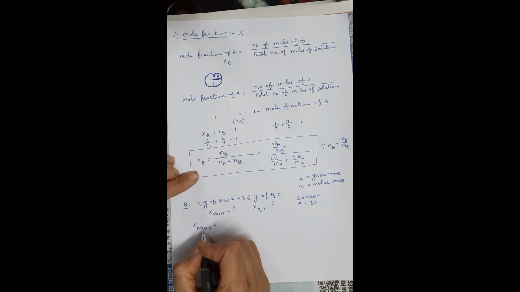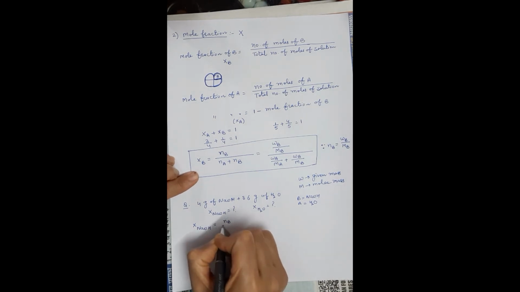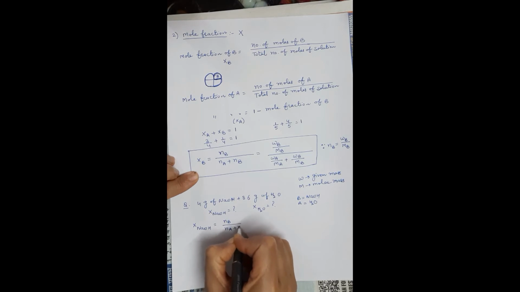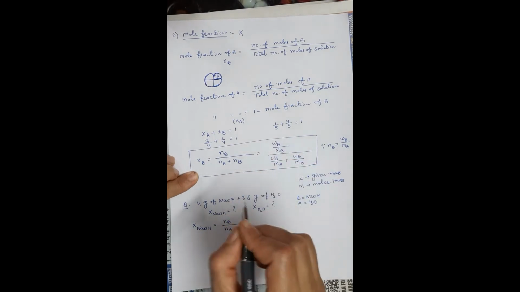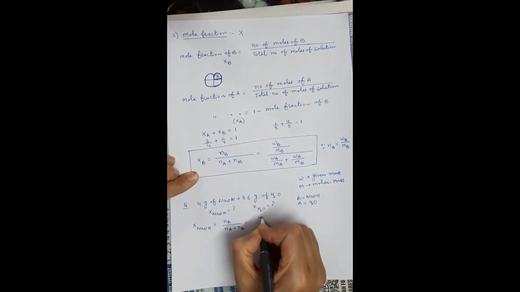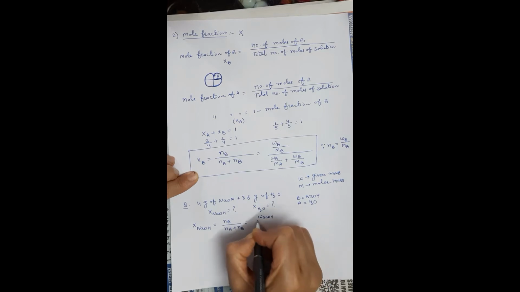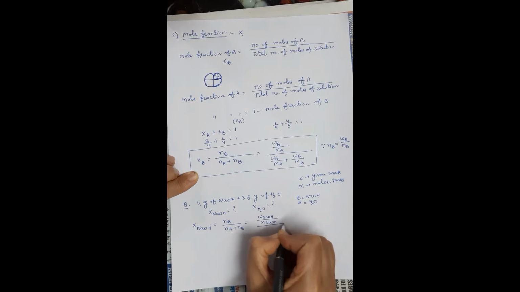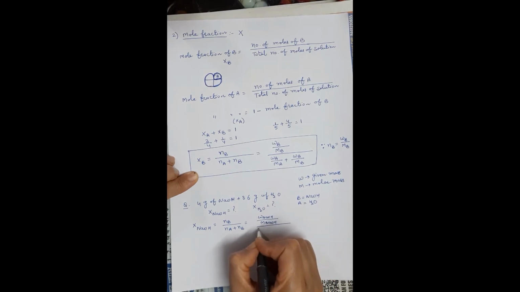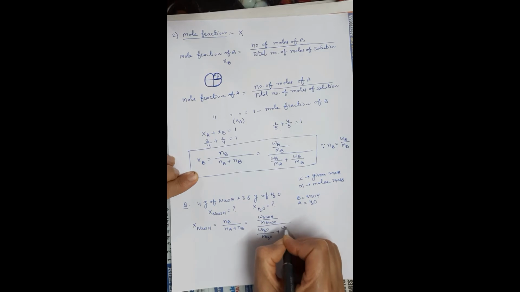Mole fraction of NaOH is NB upon NA plus NB. It means we need to find WB by MB. What is B? B is NaOH. W of NaOH divided by the molar mass of NaOH, and it is totally divided by W of water divided by the molar mass of water plus W of NaOH divided by the molar mass of NaOH.